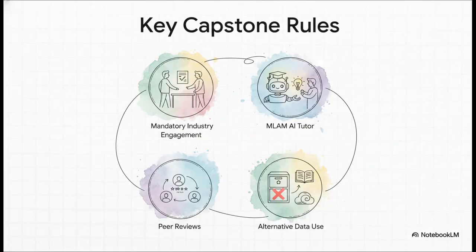So to wrap up on the capstone, just remember these key things. The industry engagement part is mandatory, and you have to document it. You've got a special AI tutor built just for this course to help you out. Those peer reviews are there to make sure everyone pulls their weight. And maybe most importantly, if you can't get data from your company partner, don't panic. You will not be penalized for that.